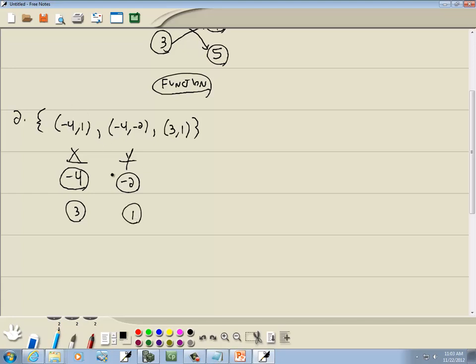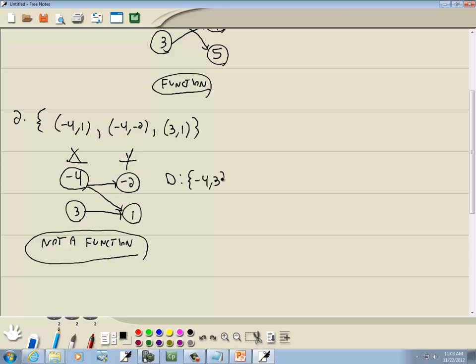Well, this one maps negative 4 to 1, so I draw a line between them. This one maps negative 4 to negative 2. Draw a line between them. This one maps 3 to 1. For every x, there's only one y. Well, see how this negative 4 has 2 lines coming out of it. So for that particular x, there's 2 different y values. So this is not a function. Now our domain is our x values, which would be negative 4 and 3. And our range is our y values, which is negative 2 and 1.